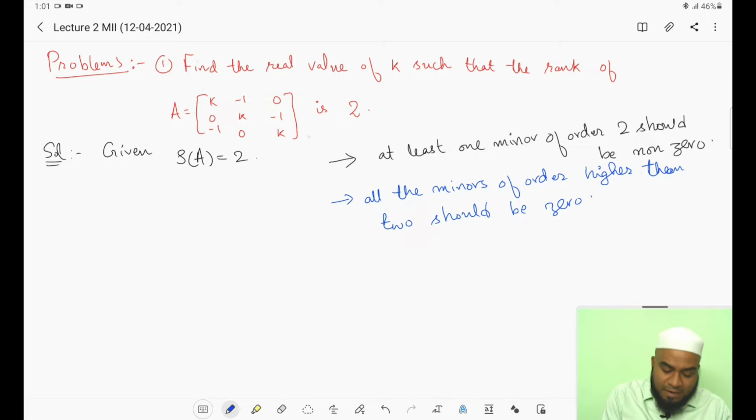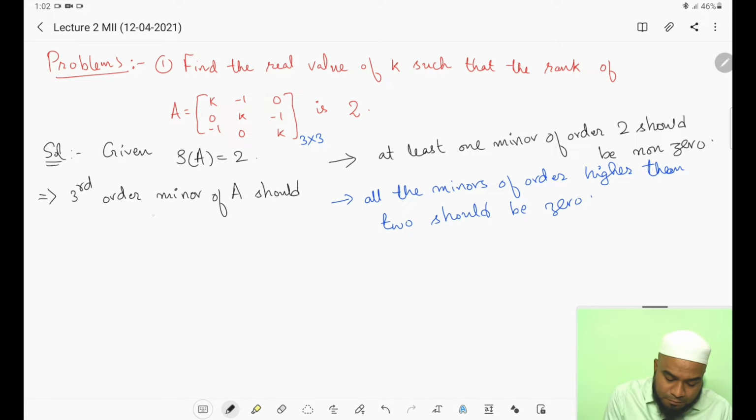Because the given matrix is a 3 by 3 matrix, all the minors of order higher than 2 means the third order minor only. The third order minor should be 0. So given that the rank of matrix A is 2, from the second condition we can say that the third order minor of A should be 0. For a matrix of order 3, the third order minor is the determinant itself. So the determinant of A is equal to 0.